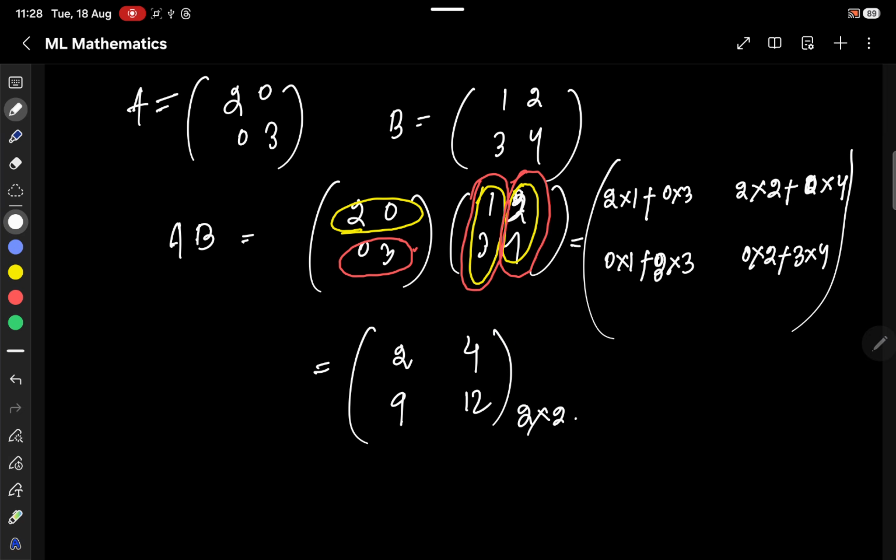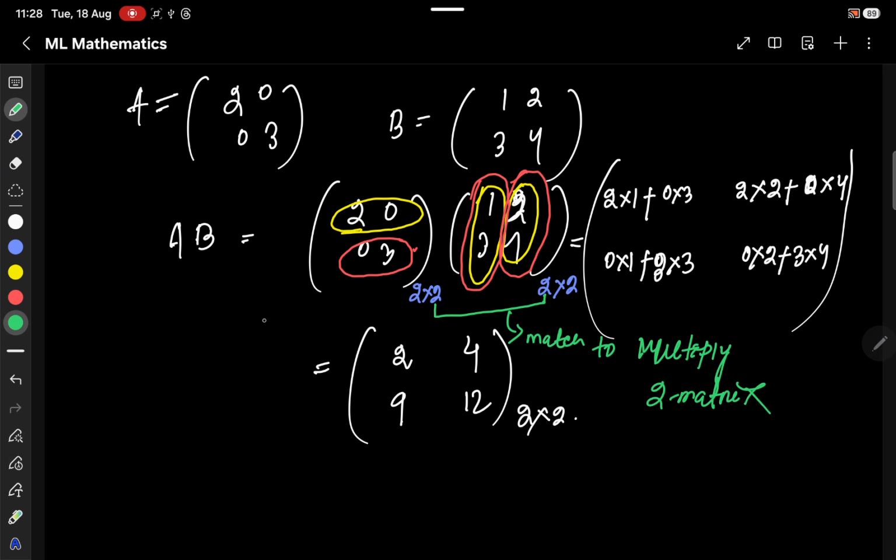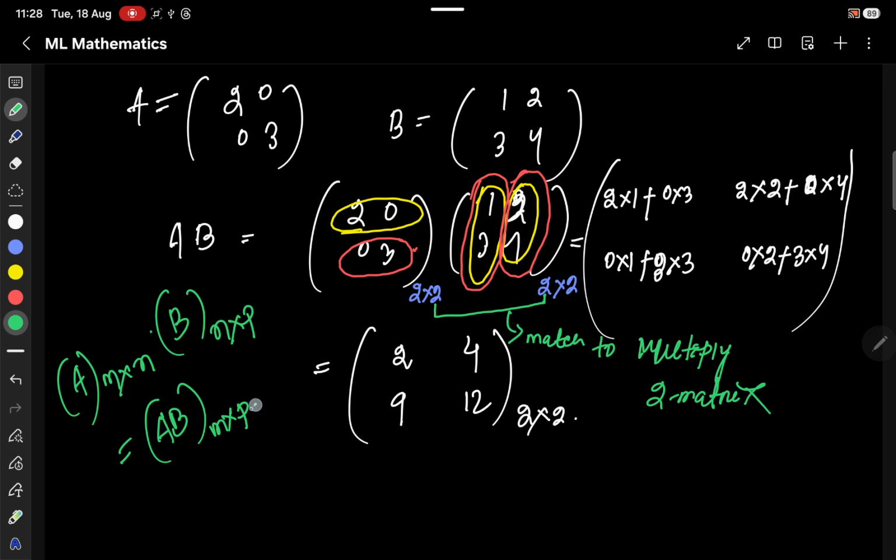It's also a 2 cross 2 matrix. Always remember, there is a catch here: this and this have to be the same. To multiply two matrices, this has to match. So if A is an m cross n matrix, then B should be an n cross p matrix, and then your AB would be an m cross p matrix.